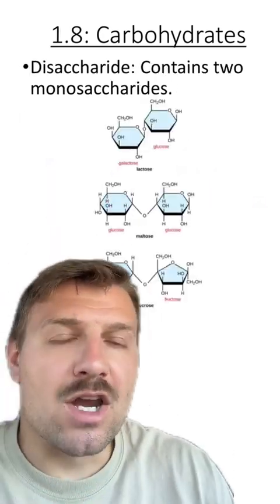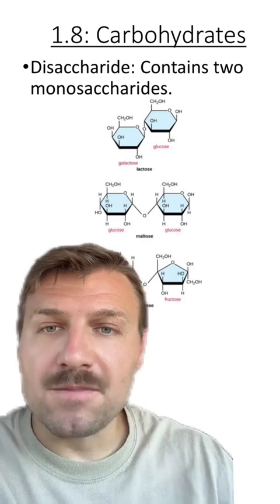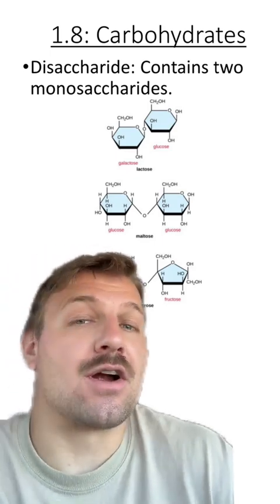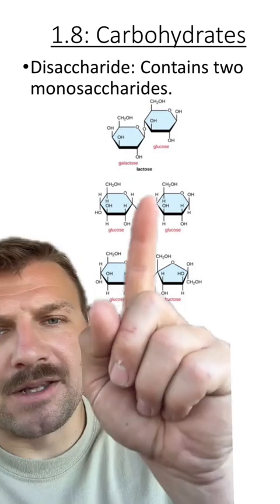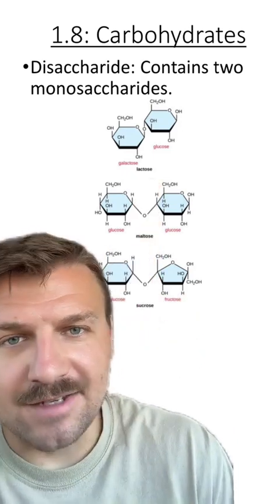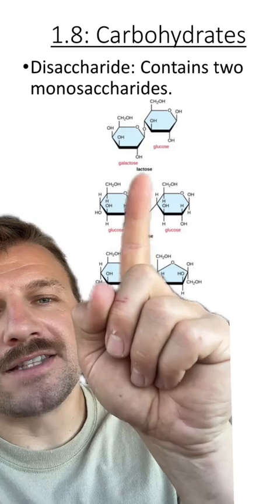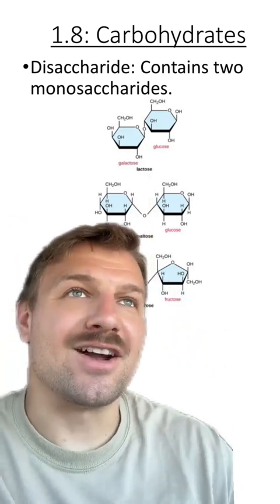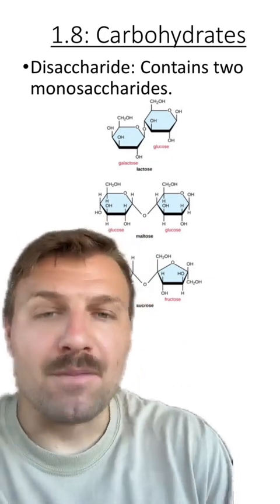Now, when these monomers bond together through a dehydration synthesis reaction, they form something called a disaccharide. Remember, di means 2, so this just means that there are 2 monosaccharides contained in this disaccharide. I typically talk about lactose, maltose, and sucrose when talking about disaccharides. You can see in each one of these disaccharides, there is a different combination of monosaccharides. This is because their structure is going to determine how they bond together between the different monosaccharides.